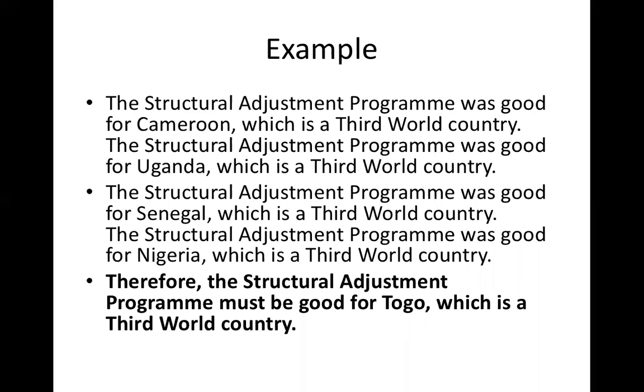So this argument is arguing that this program will be good for Togo because it was good for 4 other countries. And why is it assuming that it will be good for Togo? Because Togo and the other 4 countries have something in common. What do they have in common? Because they are third world countries. So arguing that because 2 things have a common property or some common properties, they could also have another new common property because one of them has it.